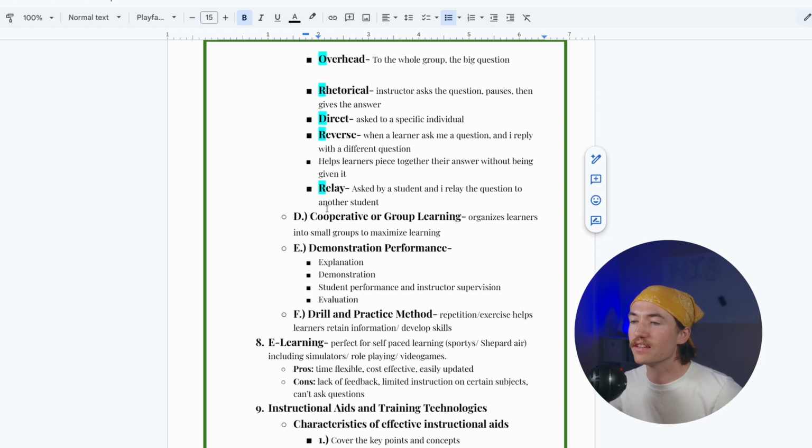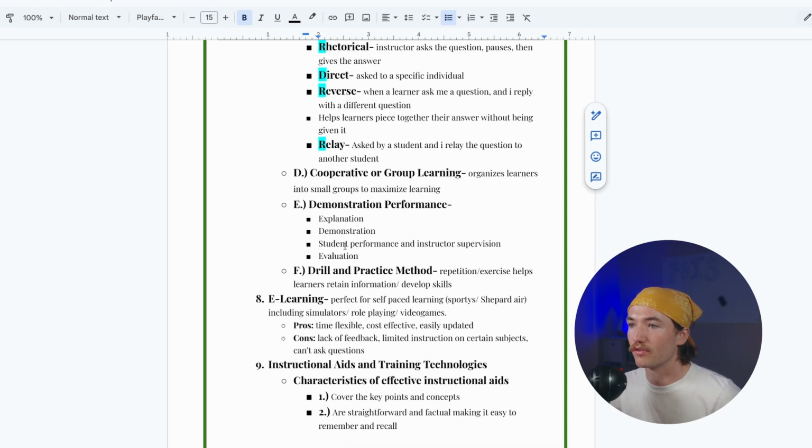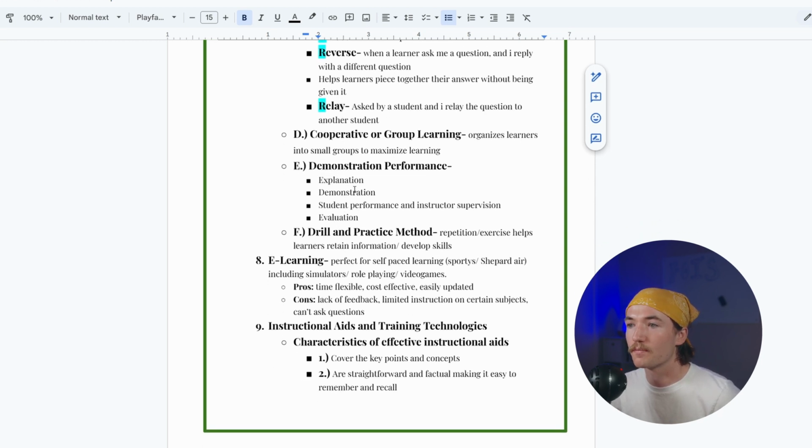But next up we have D. This is cooperative or group learning. Organizes learners into small groups to maximize learning. And then we have E, the demonstration performance. You'll use this a lot. This is when you explain and then you demonstrate, and then your student performs it, and then you supervise it, and then at the end you evaluate.